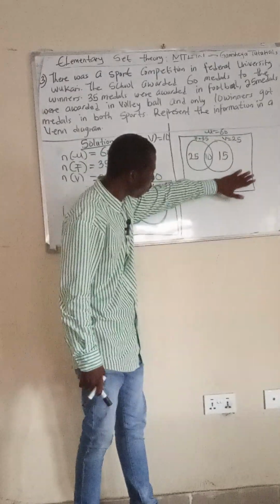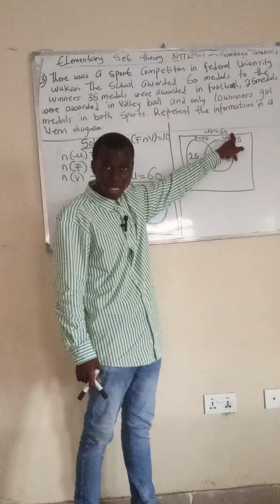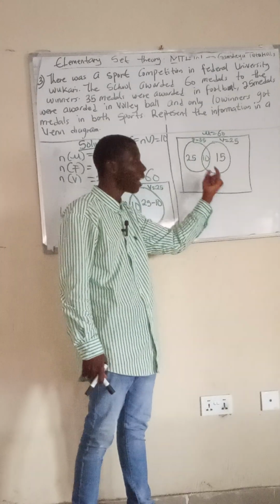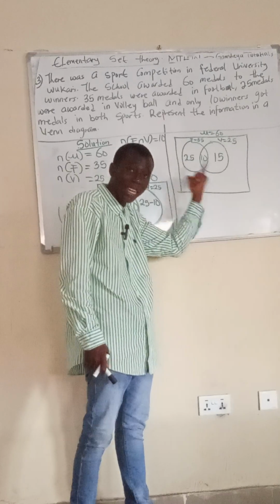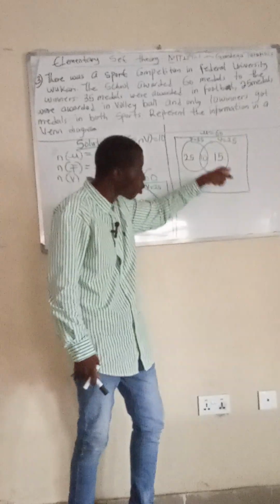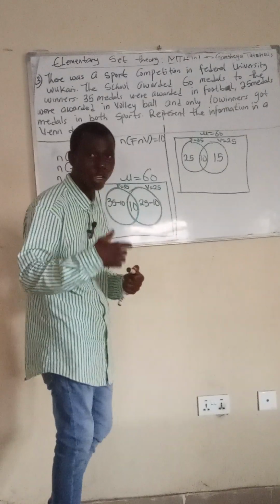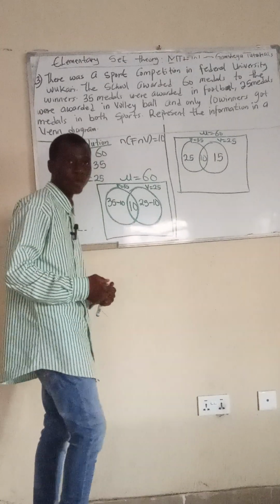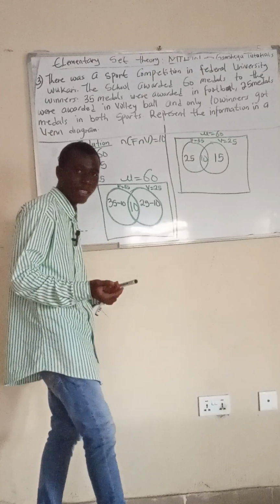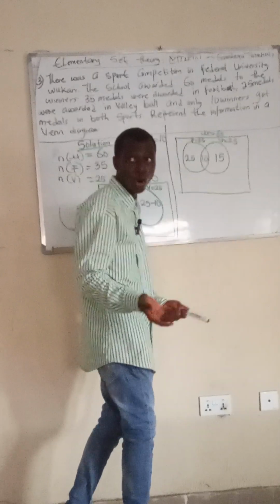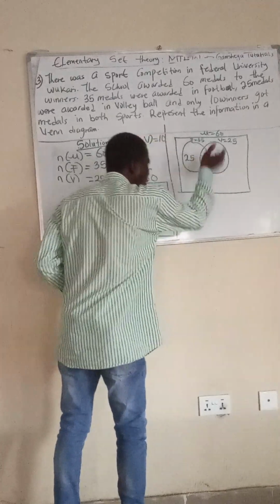So the addition of whatever you're having is supposed to be giving you 60. But the addition of what I have in this cycle, which are those that we are giving medals, is not up to 60. That means I have some that we are not giving medals. Do you see that? And that is where my neither nor comes in. Those that participated, but they were neither given medals in football nor were they given medals in volleyball.